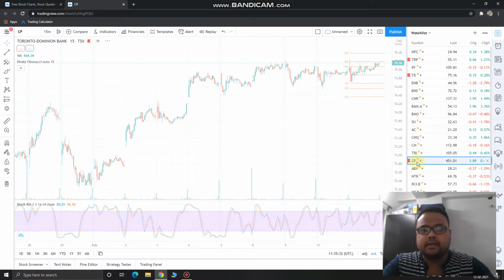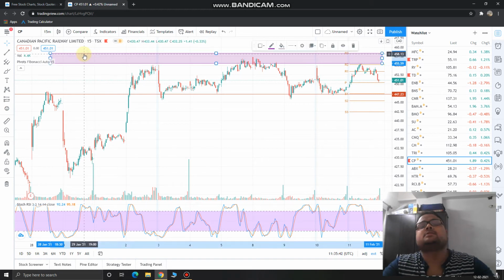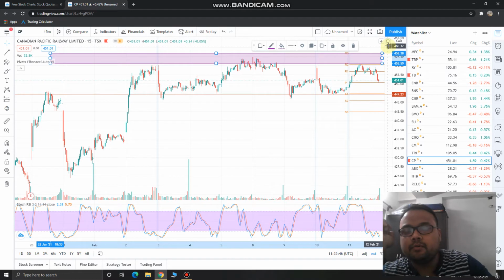So the next stock that I have figured out is CP, Canadian Pacific Railway. See, I have already marked two levels. The first level here is the resistance level. It is right now trading at 451.01.